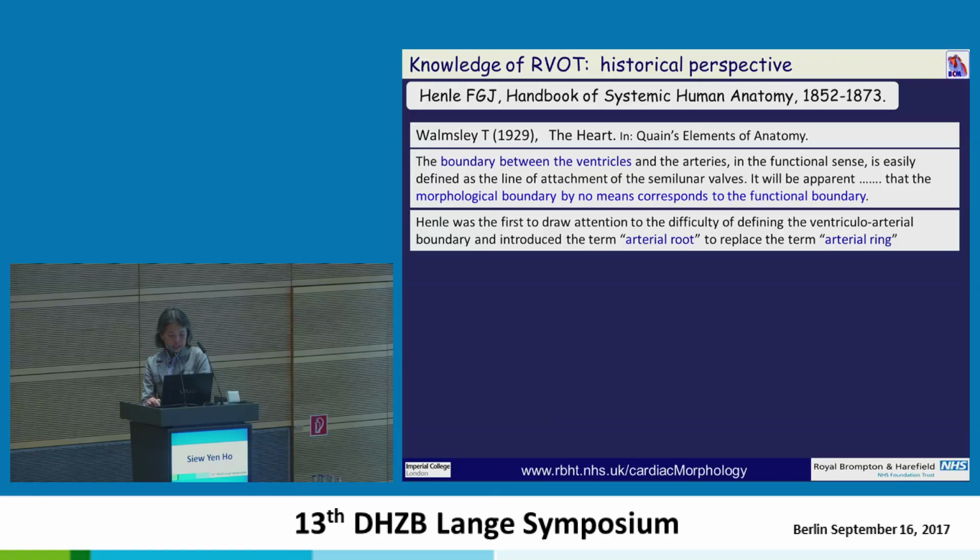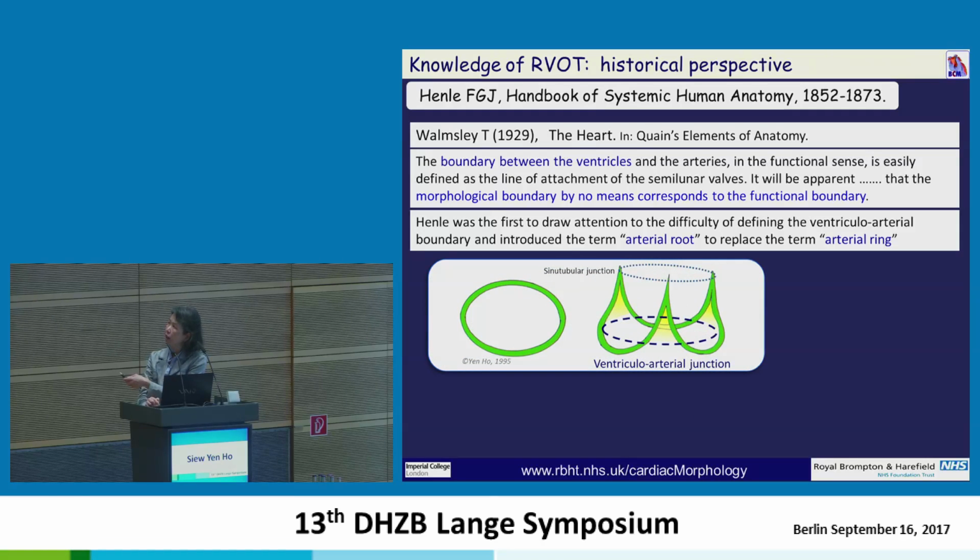Okay? So Henle was the first to draw attention to the difficulty of defining the ventricular arterial boundary and introduced the term arterial root to replace the term arterial ring. So diagrammatically, I would say instead of a ring or annulus, we have this formation. This is already known way back in the 1800s. And we also noticed interleaflet fibrous triangles between the semilunar insertions. Again, this was already known back in the 1800s, although we are reselling it and redressing it and saying, wow, this is a new invention. It isn't.